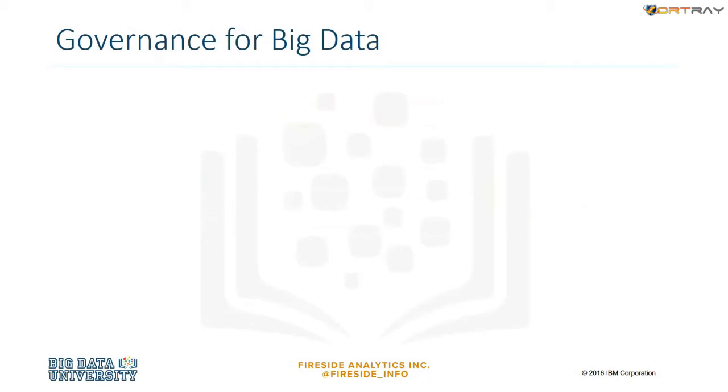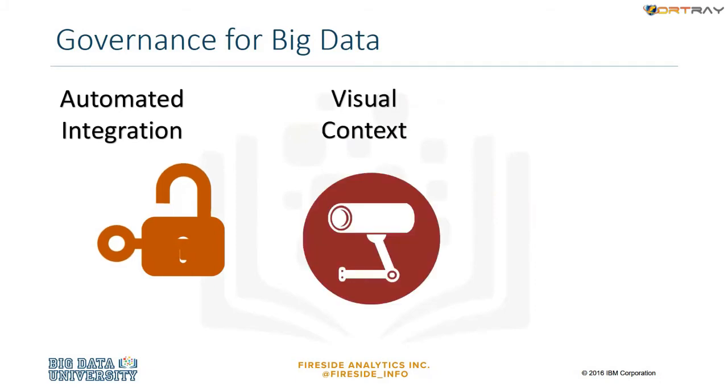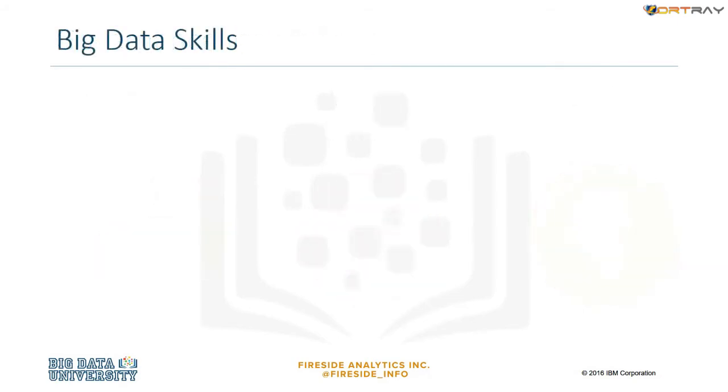Big data governance requires three things: automated integration, that is, easy access to the data wherever it resides; visual content, that is, easy categorization, indexing, and discovery within big data to optimize its usage; and agile governance, which is the definition and execution of governance appropriate to the value of the data and its intended use. Looking at these three things provides businesses with a quick way to profile the level of importance of the data and therefore the amount of security required to protect it.